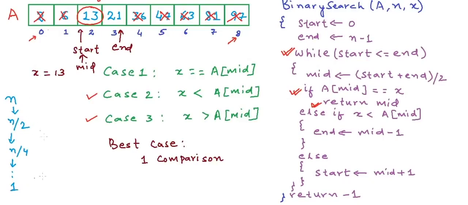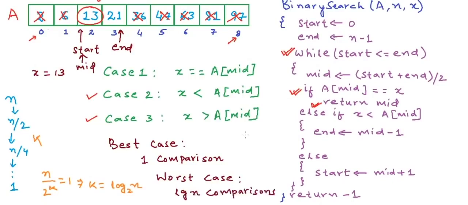Now how many steps does it take? Let's do some maths here. Let's say it takes k steps to reduce n to 1 by dividing by 2 at each step. So n by 2 to the power k will be equal to 1. And if you solve this, then k will be equal to log of n. The base will be 2. So in the worst case, binary search will take log n comparisons, and so the time taken also in the worst case is proportional to log n, or in other words, it is big O of log n in terms of time complexity. And big O of log n is a lot more efficient than an O(n) algorithm.